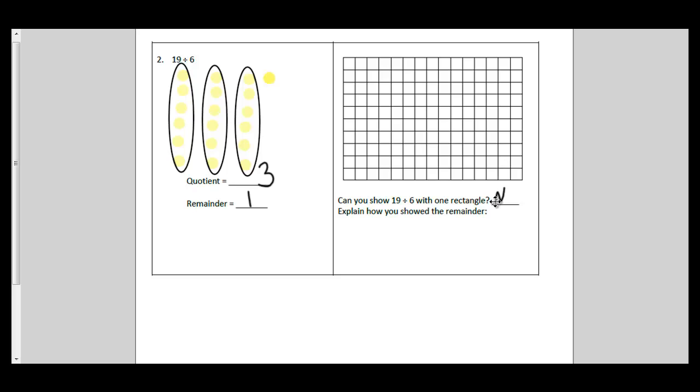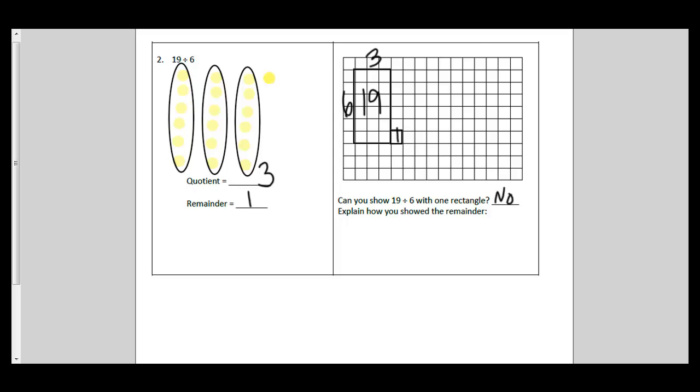So the answer to this would be no. Let's go ahead and display that so that we can explain how we show the remainder. So when I get my rectangle, I still have to have a width of 6, so that's 4, 5, 6. So I'm going to have 6, 12, 18, excuse me, 18. And then here is my 1 left over. I'm going to go ahead and label this. So the area is 19. I have a width of 6 and a length of 3, and I have a remainder of 1.